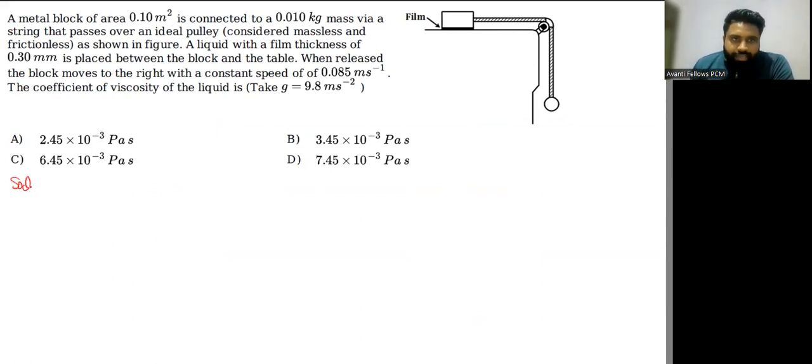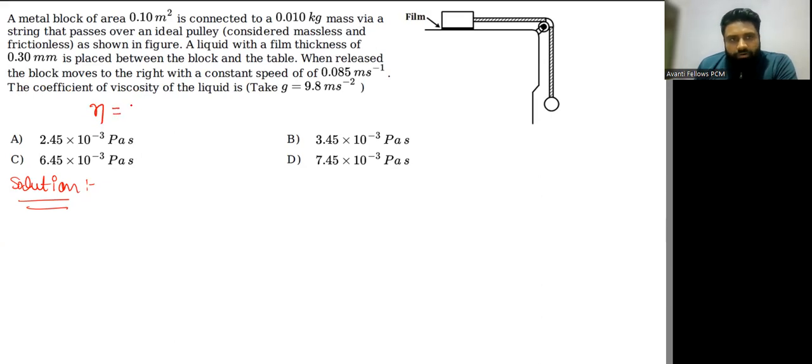Now, this question is from fluid mechanics and you have to pay attention to it. A metal block of area 0.10 meter square is connected to a 0.010 kg mass via a string that passes over an ideal pulley, considered massless and frictionless. A liquid with film thickness of 0.3 mm is placed between the block and the table. When released, the block moves to the right with a constant speed of 0.085 meter per second. Now we have to calculate the coefficient of viscosity, eta.